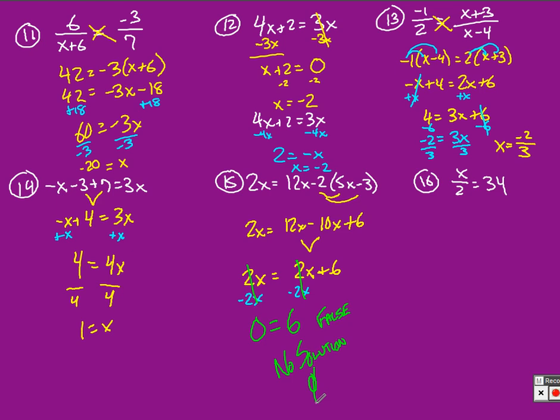And 16, one of the easier ones. We have x divided by 2. That means I just need to multiply both sides by 2. X will equal 68, just like that.